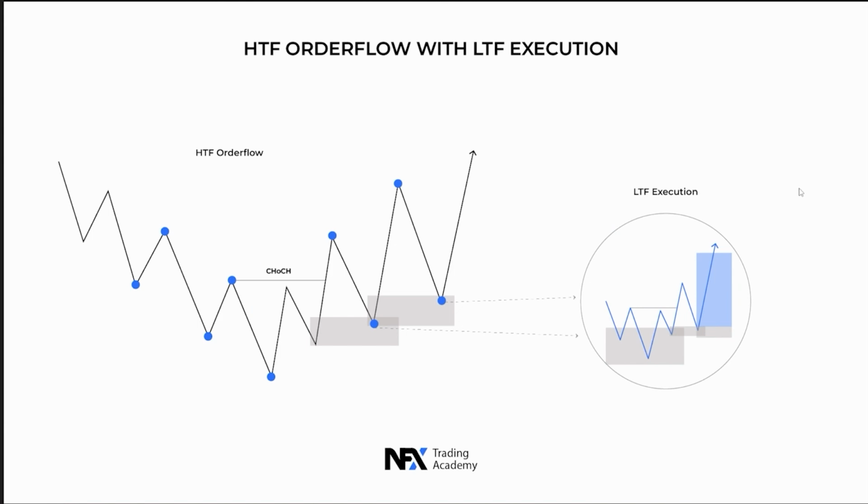Right now we are just giving another example of a higher time frame order flow with lower time frame execution, a trading model that you can take. So let's say we have the higher time frame order flow, which is the 4 hour again. We have a bullish 4 hour change of character right here, you can see it, and now we can start looking for buys because structure on the higher time frame order flow has switched bullish, so we can start looking for buys.